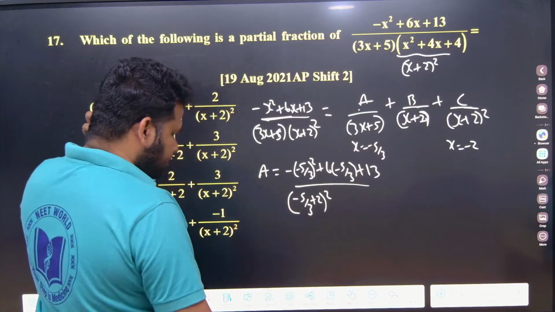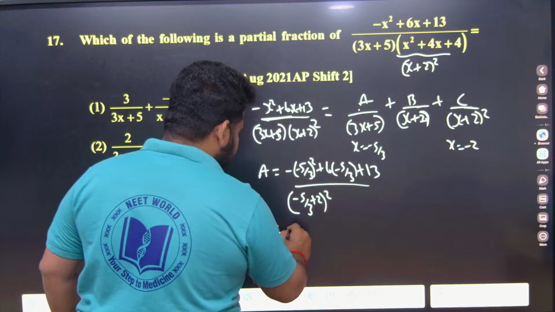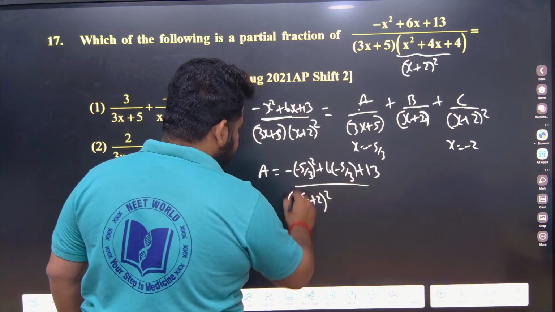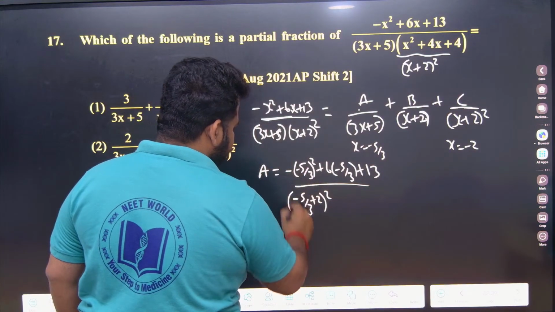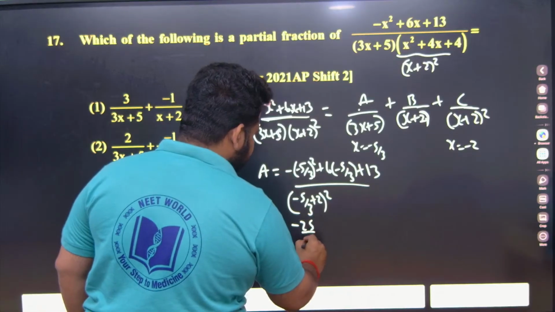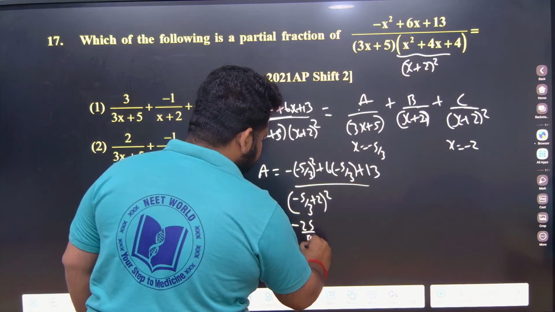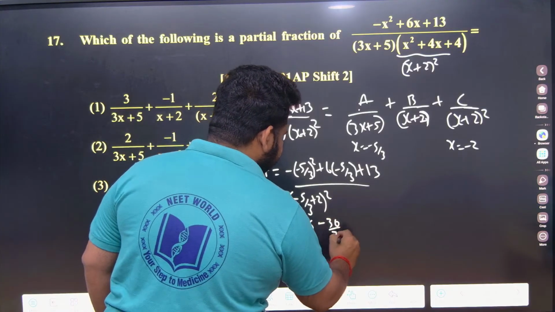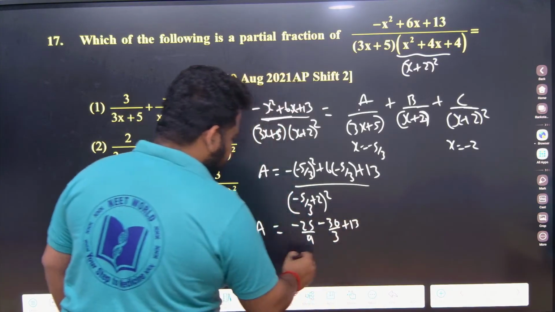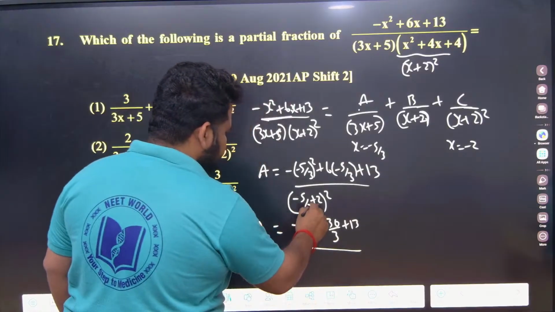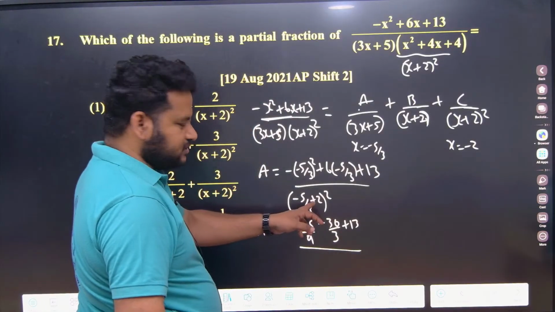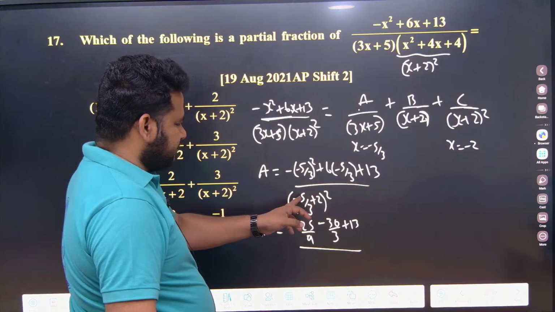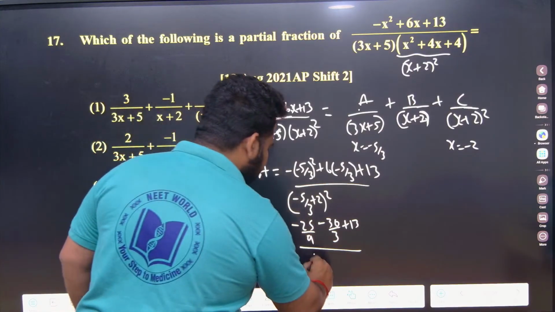So observe here, if I want to find this, this is 25, so minus 25 by 9, plus 6 fives are 30 by 3, plus 13, divided by what is this? 3 twos are 6, 6 minus 5 is 1. So 1 by 3 whole square, that is 1 by 9 I am having.